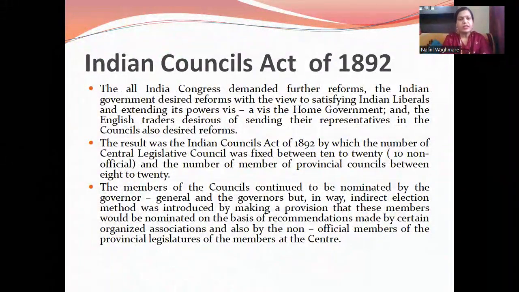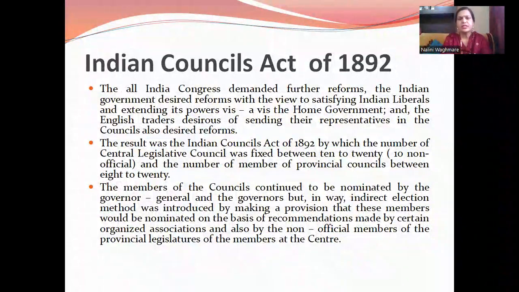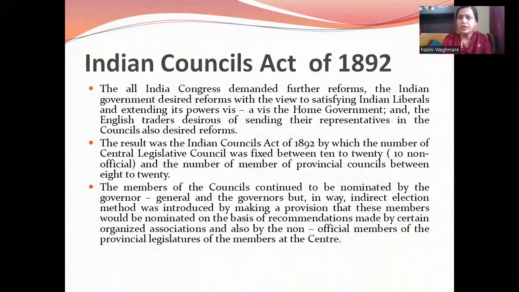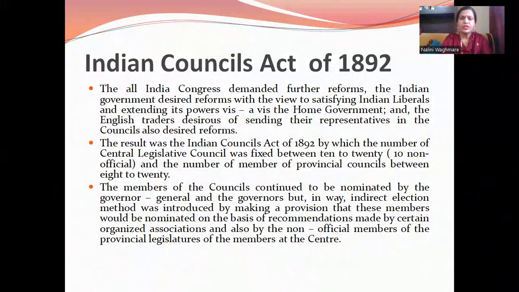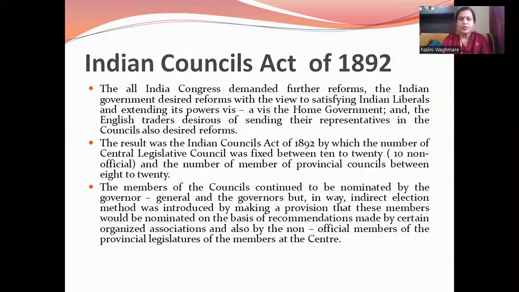Then, in detail, we see that the All India Congress demanded further reforms. The Indian government desired reforms with a view to satisfying the Indian liberals and extending its powers through the home government, and the English traders, desirous of sending their representatives to the Indian councils, also desired reforms. The result was the Indian Councils Act of 1892, by which the number of members of the Central Legislative Council was fixed between 10 and 20, and the number of members of provincial councils between 8 and 20.